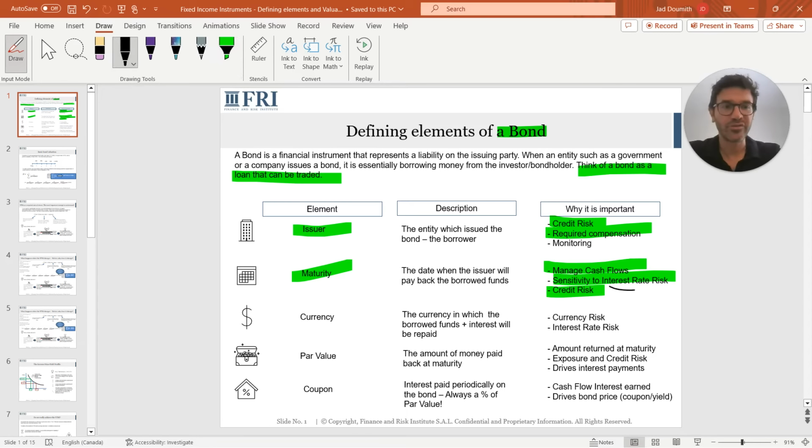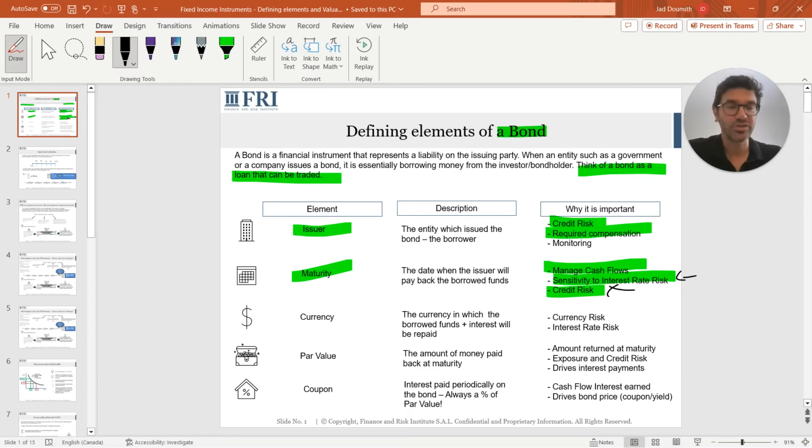So first, credit risk. The probability that an issuer experiences financial difficulties and sees its creditworthiness deteriorate is by definition higher over a period of 10 years versus a period of 1 month. If you lend money to an entity for 1 month only versus lending money to that same entity for 10 years, the probability that that entity experiences difficulties and is unable to repay you back is of course higher over a 10-year horizon.